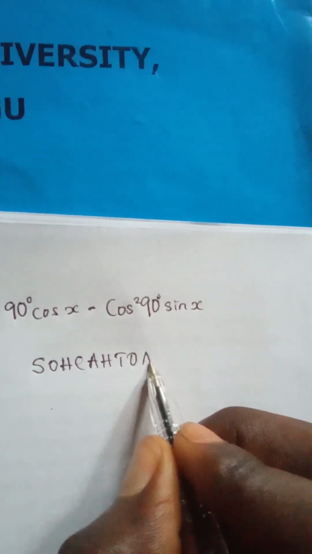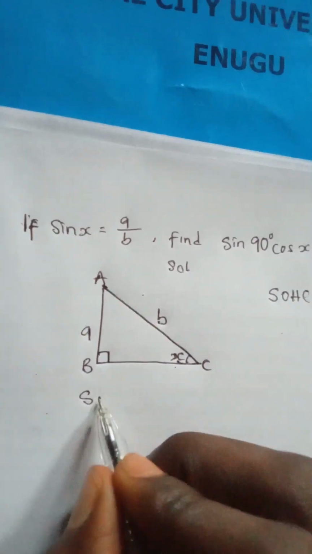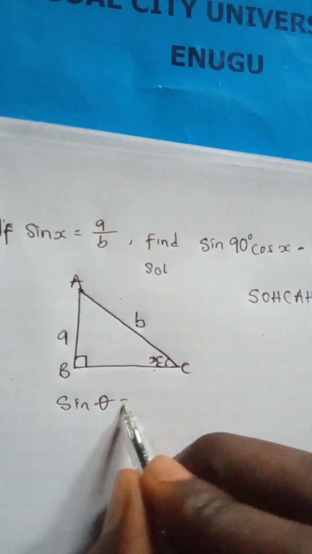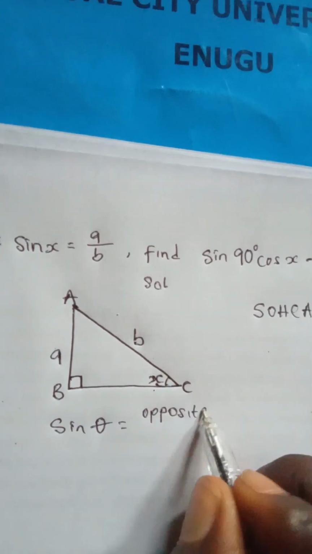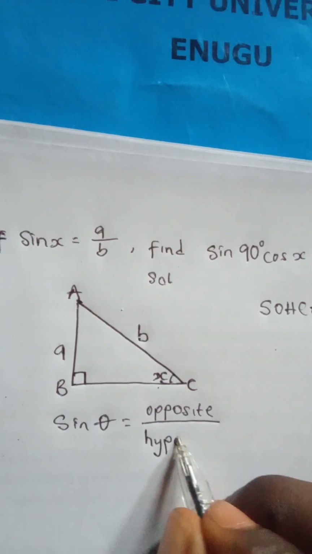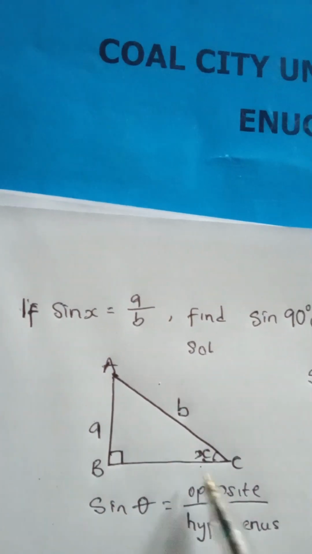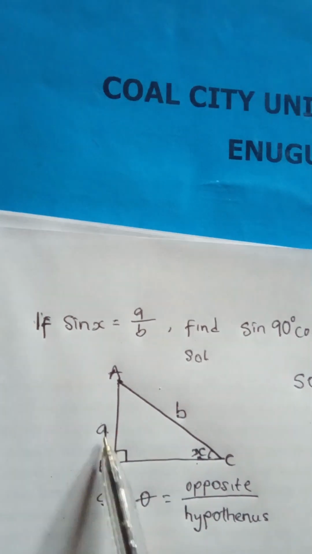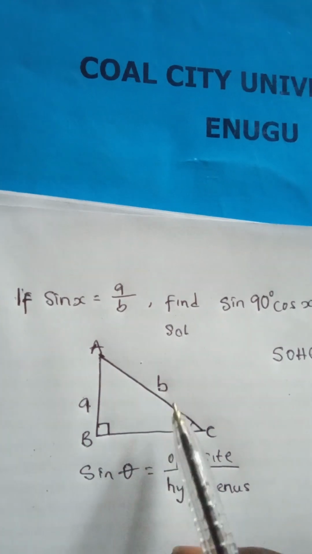So this is just the trigonometry ratio, that is sine of this x, sine of theta, will be equal to opposite over hypotenuse. So in this case now, sine x here will be opposite, which is a, over the hypotenuse, which is b.